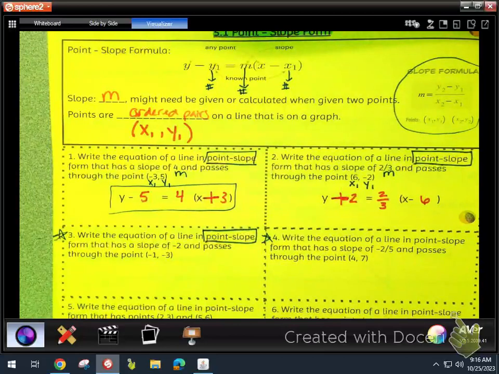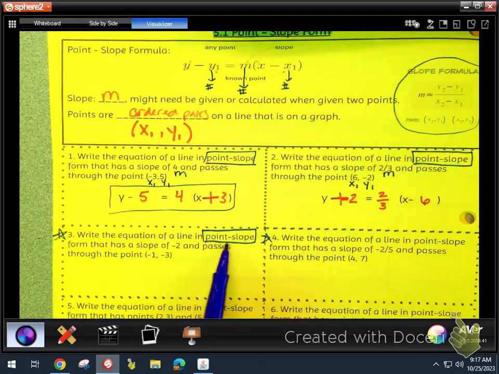Okay, and then really think about that name. If you are going to write in point slope form, what are the 2 things that you have to know? The point and the slope. Did you hear what we just said? I feel like I say this 100 times. If you know a point and a slope, then you need to go to point slope. Okay? And this is usually going to be where we start.